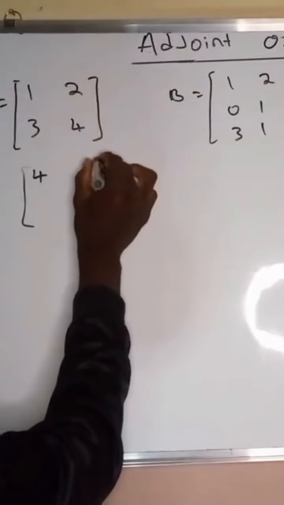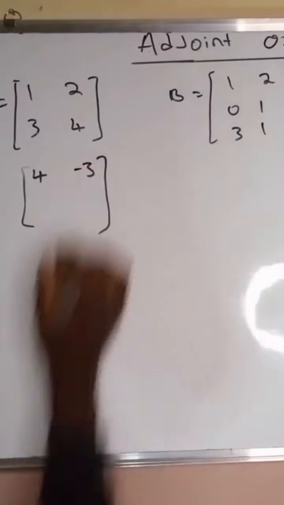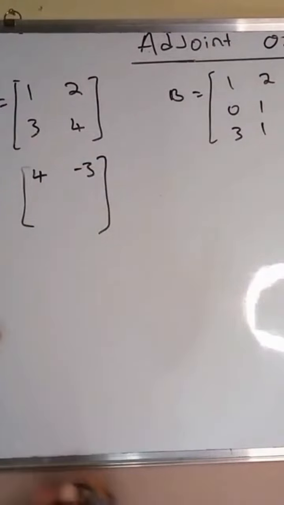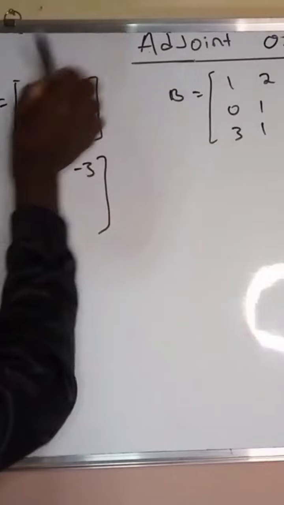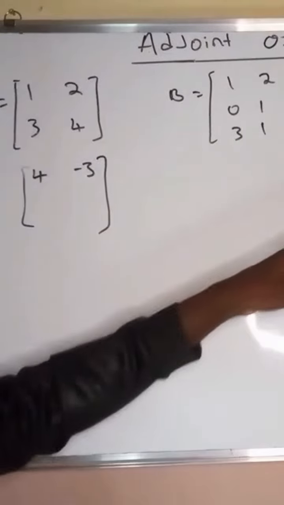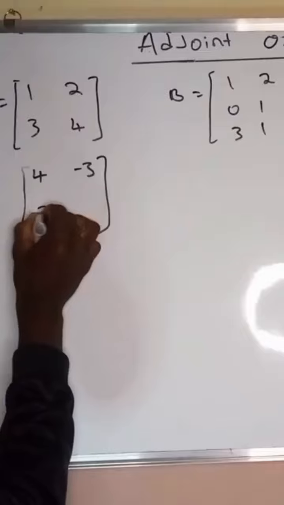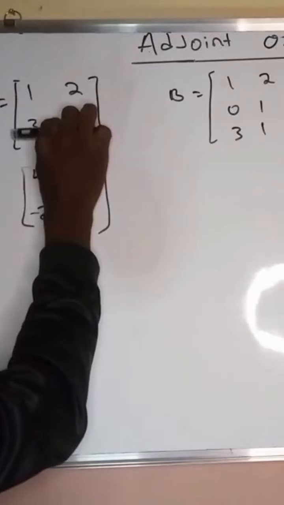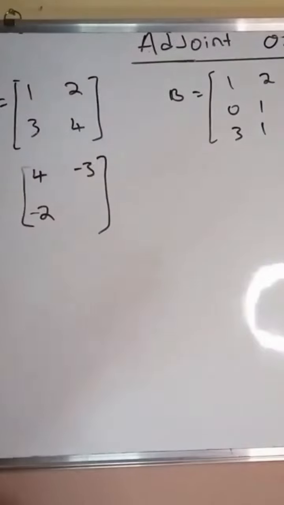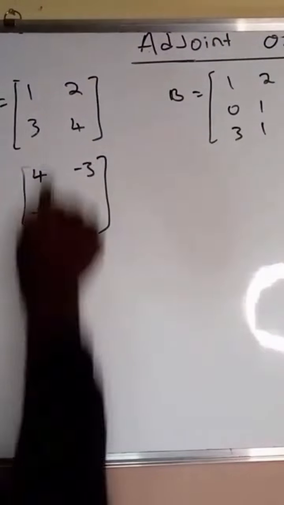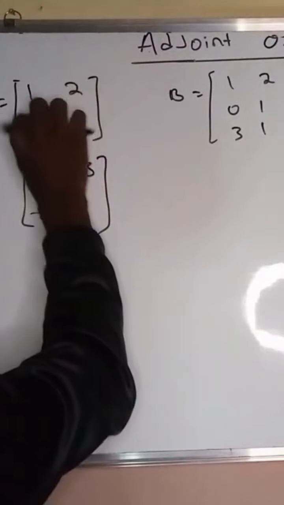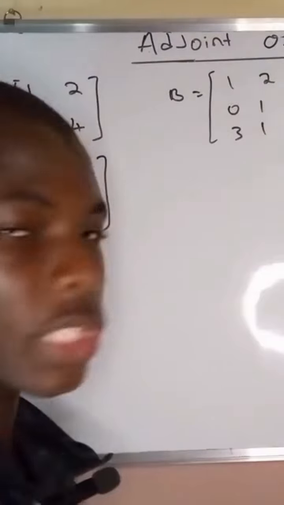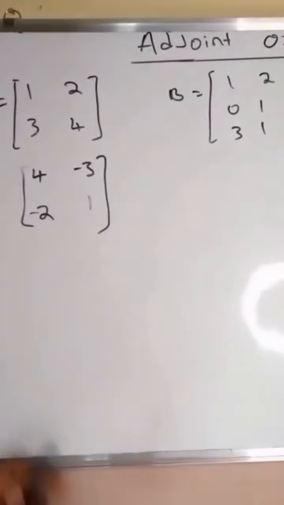I'm left with only 3, multiplied by the negative sign, which is minus 3. Then I have to find the minor of 3. If I delete this row and column, I'm left with only 2. Multiplying with the negative sign, I have negative 2. Then the minor of 4: I delete this row and column, I'm left with only 1, multiplied by the positive sign, which is still positive 1.